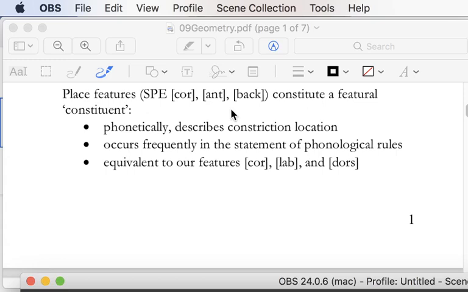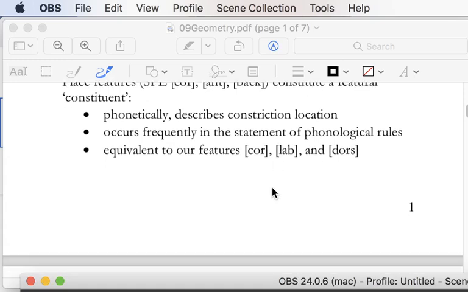There are a couple of senses in which these major place features have some unity to them. For one thing, phonetically, just physically, these are describing the location of a constriction, of a physical event in your vocal tract. So they're coherent or sensible as a grouping in that respect. And then the maybe more important one for phonological theory is that they frequently occur together in the statement of phonological rules, right? And we've seen various examples of that.